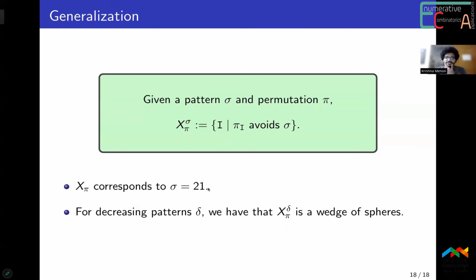So we have just started looking at these simplicial complexes. And one thing that we were able to prove is that for the decreasing patterns, that is, if sigma is something like 5, 4, 3, 2, 1, or 3, 2, 1, some decreasing pattern, then this complex is again a wedge of spheres.